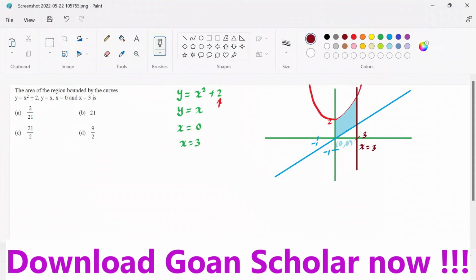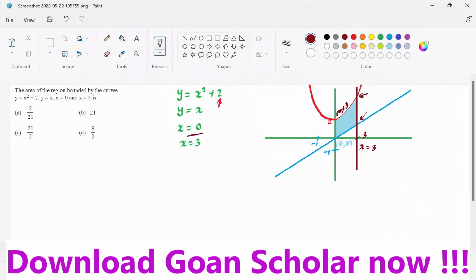Use another color. What is this point, sir? (0, 2). What is this point? Sir, we don't know. So the brown one is going and hitting which curve? The red one. The brown line is cutting the red line.